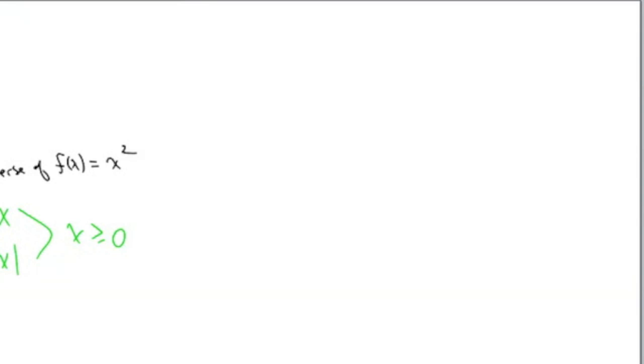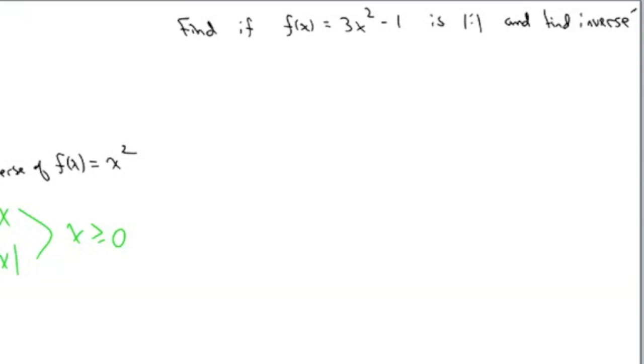How about this? Find if f of x equals 3x squared minus 1 is 1 to 1. What are we finding? Find if f is. Find if f of x equals that mess is 1 to 1. And find the inverse. And this one's a little bit not perfect. Find the inverse, but it might not be perfect.